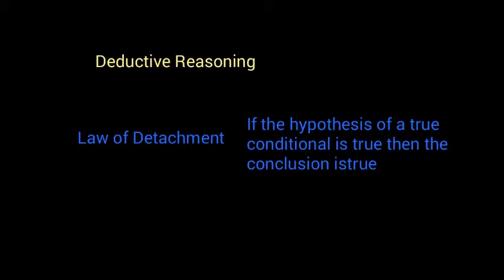Alright, we're going to talk about deductive reasoning now, and we're going to go over two laws. The first one is the law of detachment, which simply states if the hypothesis of a true conditional is true, then the conclusion is true. So if the hypothesis is true, then you can assume that the conclusion is true. So let's look at a couple examples.